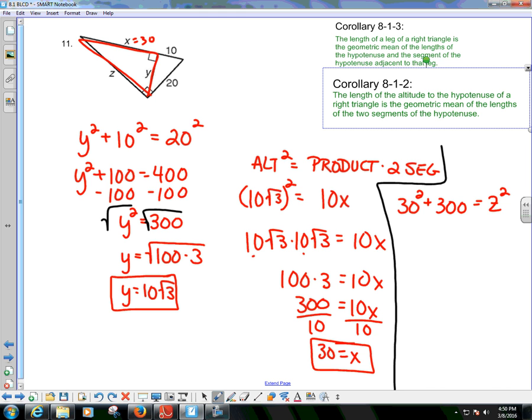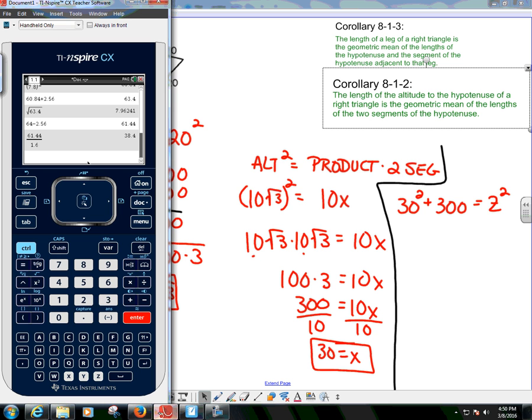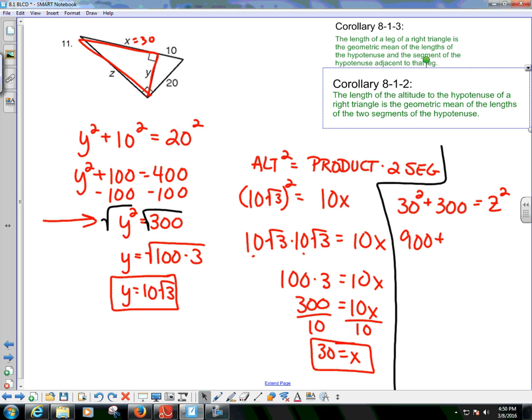How did I know that? Well, over here I have y squared equals 300. So rather than go through that whole rigmarole of 10 times the square root of 3 squared, I'm just going to plug that in. 30 squared, is that 900? Let's just double check that. 30 squared, 900. All right, 900 plus 300 equals z squared. Z squared equals 1,200.